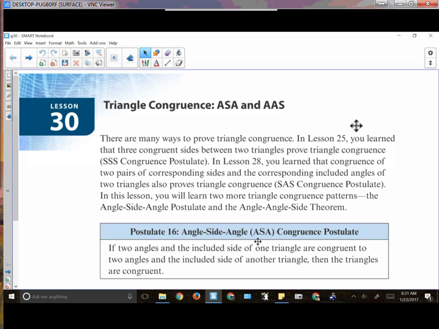Now, the next postulate that we've got here is angle, side, angle. So if two angles and the included side of one triangle are congruent to two angles and their included side of another triangle, then the triangles are congruent. I'm going to give you a few moments to make sure that you get that written down.